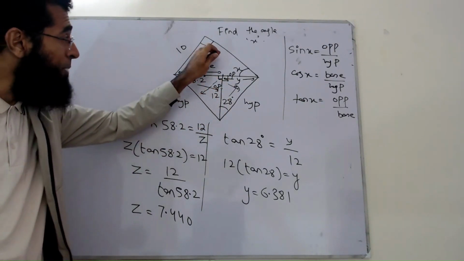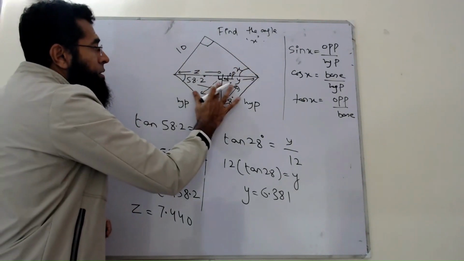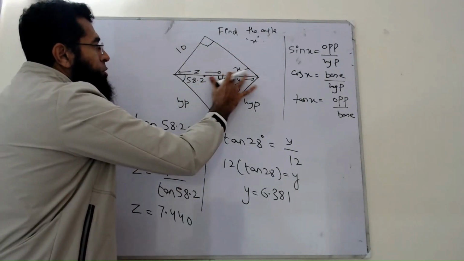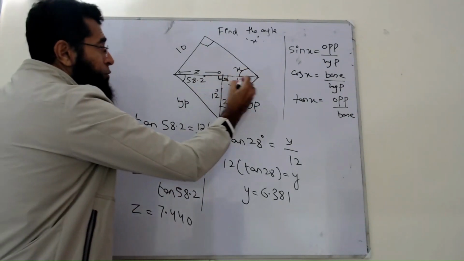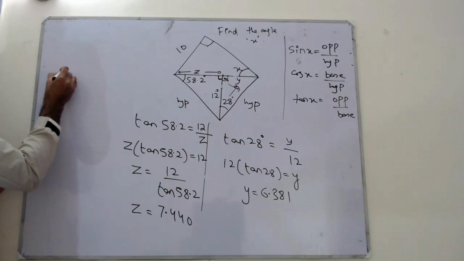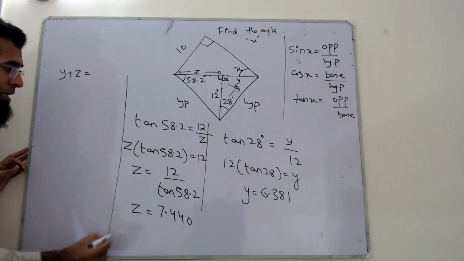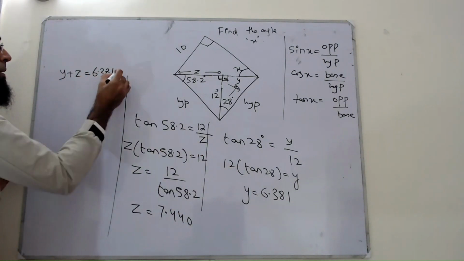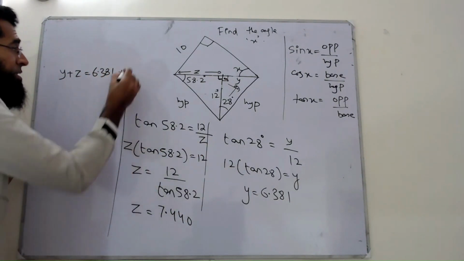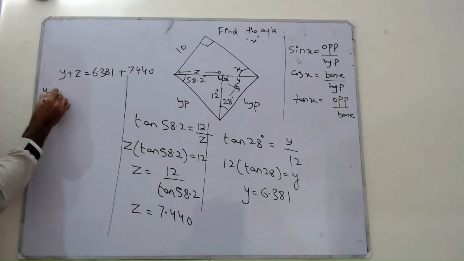Coming to the upper right angle triangle, we erase the rest. We don't need this anymore. Okay, so y plus z. What is the complete length? So this is 6.381 plus 7.440. So what is y plus z?